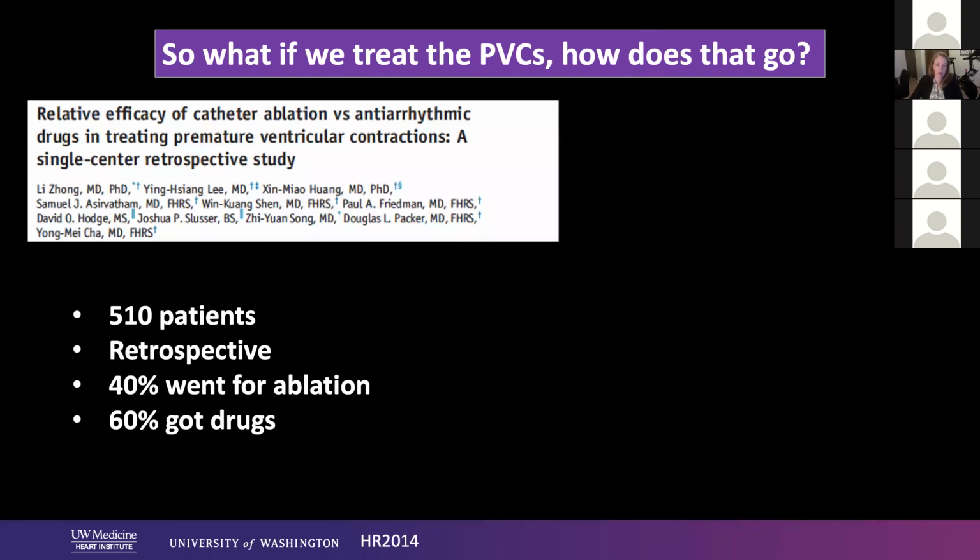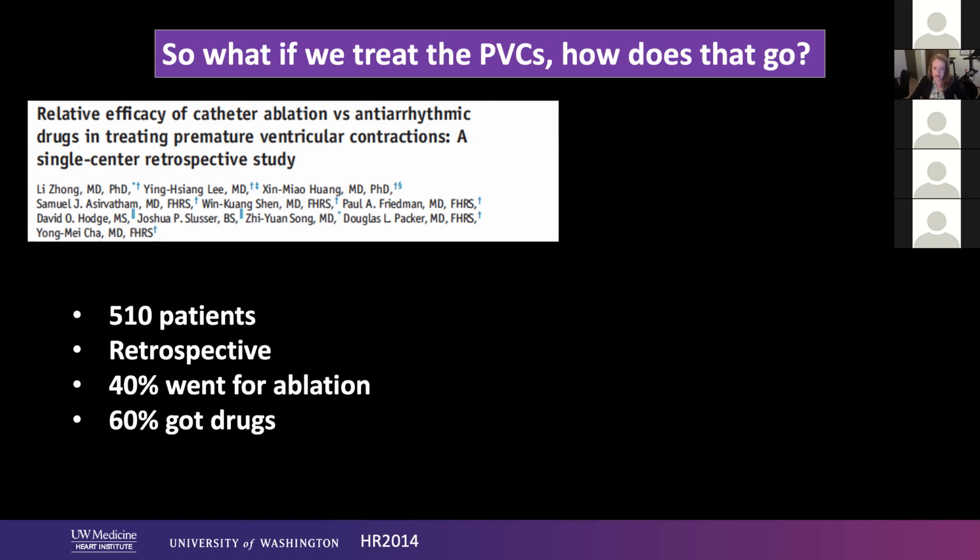So if we treat the patients with frequent PVCs with ablation, how does that go? What are the outcomes that you can expect? And we're going to be talking mostly about technique here today, but I think the background is really important for setting the expectations for the patient and also setting your expectations during a procedure. Because frankly, nobody ever died of PVCs in and of themselves. And so it's not the same thing as a ventricular tachycardia ablation.